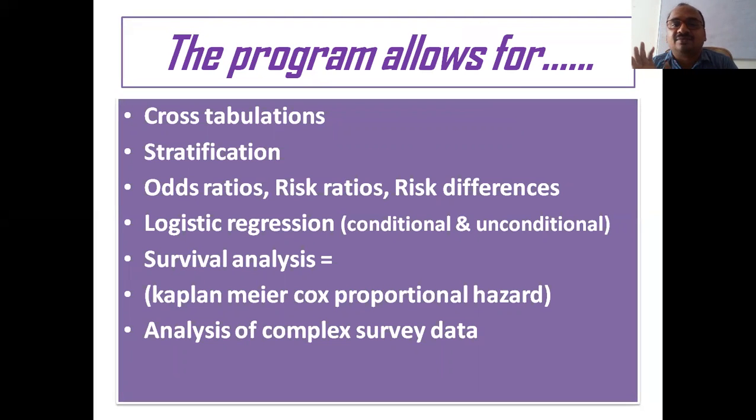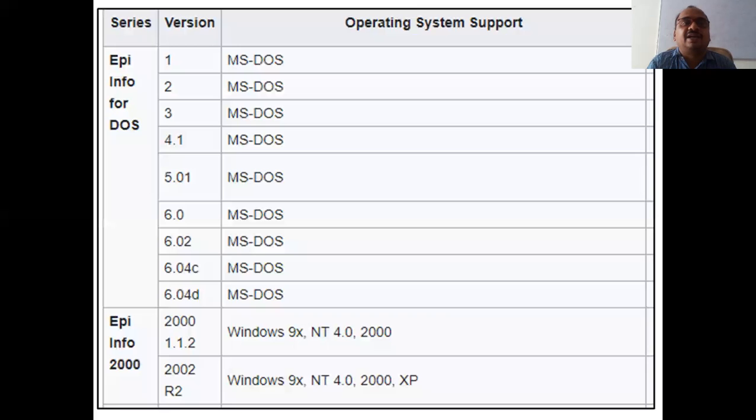Logistic regression, conditional or unconditional, survival analysis. How many persons survived from corona? If you want to calculate that, it is available in this software. Kaplan-Meier, Cox proportional hazard. It is very important in competitive examinations. How will you do survival analysis in a pandemic or in epidemiology? Kaplan-Meier, Cox proportional hazard. Analysis of very complex survey data.